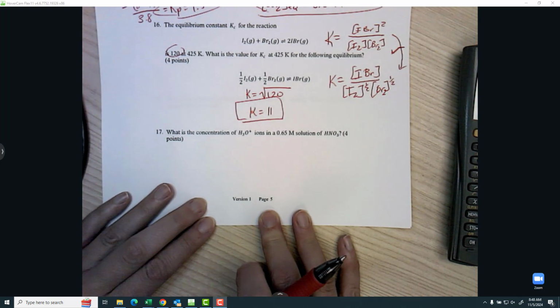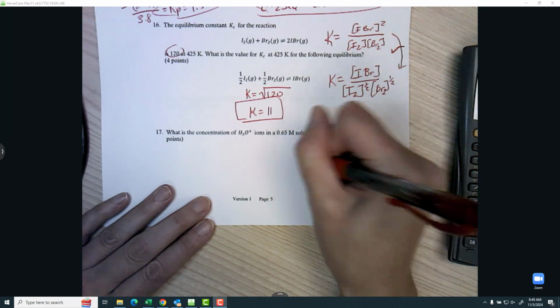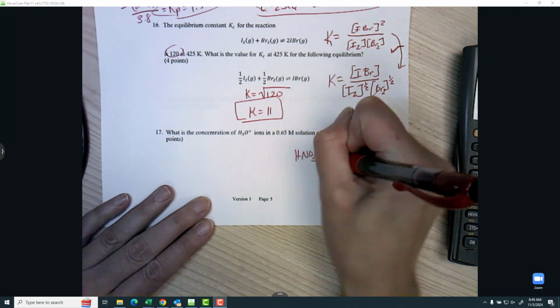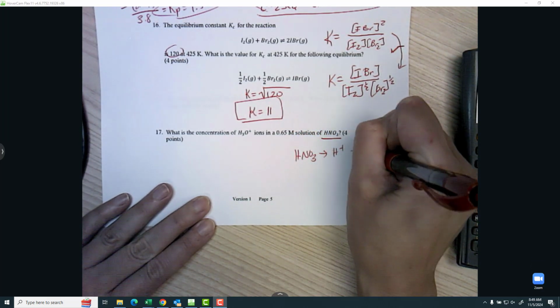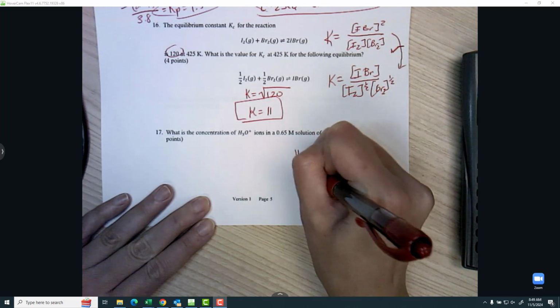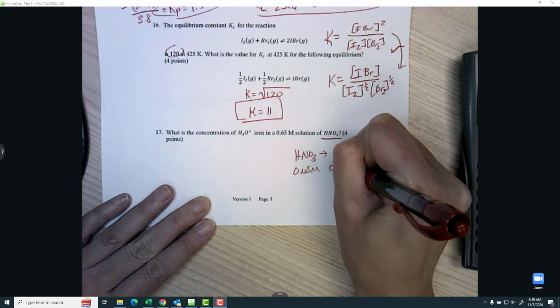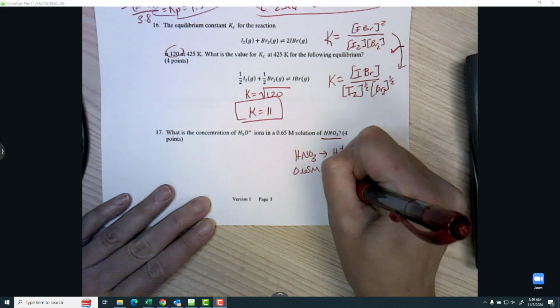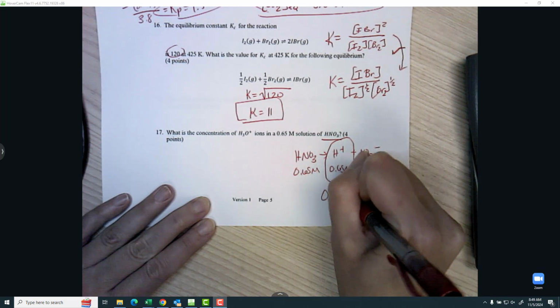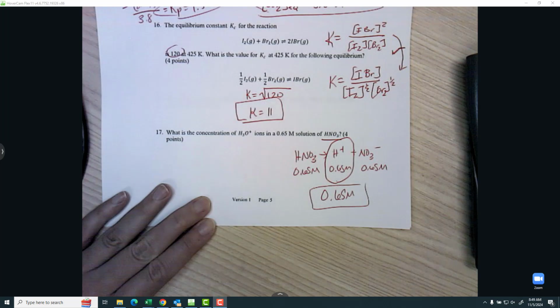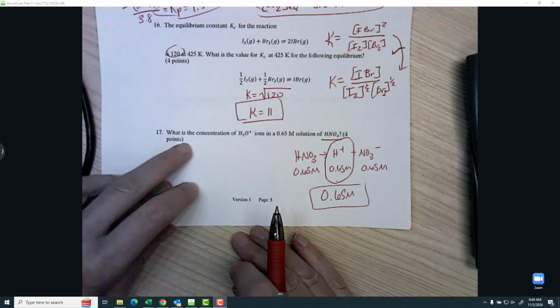All right, number 17, don't be thrown off if it's almost too easy. It's 0.65 molar HNO3, and it's just asking for H3O plus. Now I'm thinking of HNO3 as separating into hydrogen and nitrate ions. Of course, those hydrogen will attach to a water, and that's where the H3O plus comes from, but it will essentially be the same as just H plus, 0.65 molar.